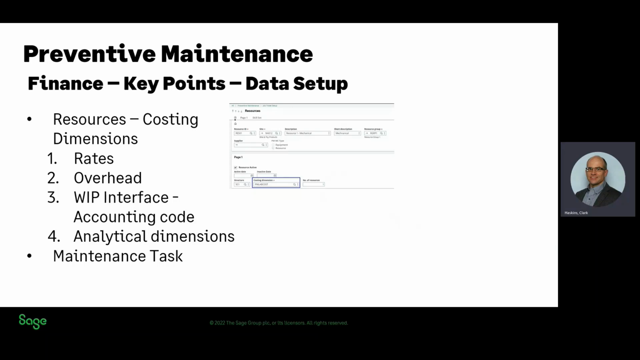Resources are a key element of preventive maintenance. Resource identifies who performs the maintenance task, the labor. The resource has a key financial impact. From the costing dimension, we drill down.